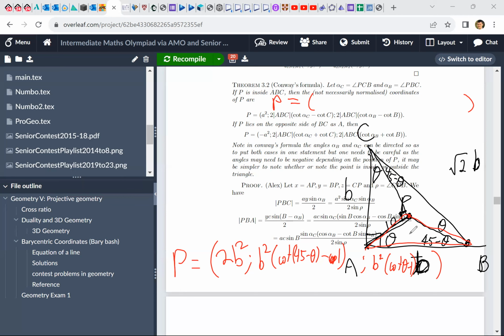Oh, it defines a point, but what I mean is, because we don't know theta, we need to take more than one way to define the point. You need more than one way to find theta. Yeah, that's what I meant.